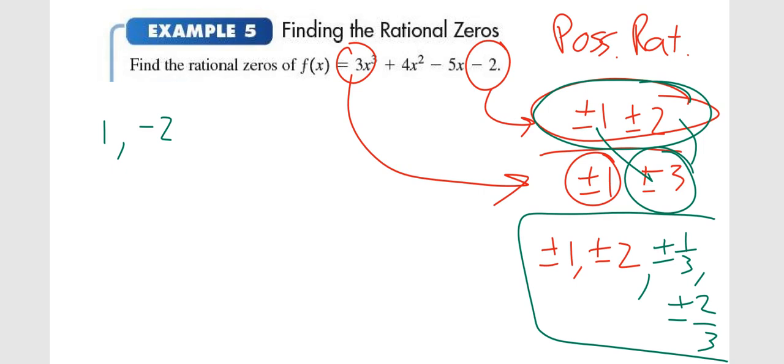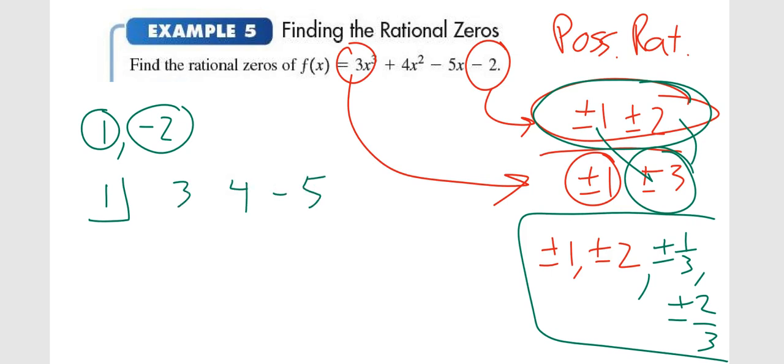suppose we didn't know what the last one was. Suppose it wasn't rational. What could we do with each of these things? Synthetic division. Great answer. I love it. So we're going to plug in a 1. We got a 3, we got a 4, we got a -5, and a -2.